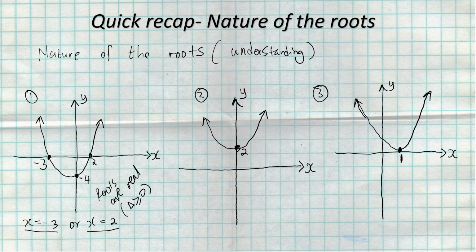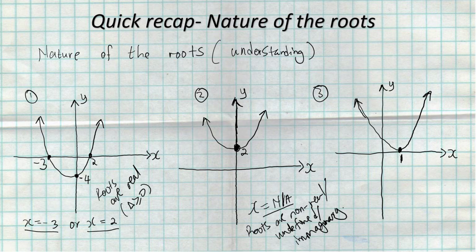Number 2. What can you say about the roots here? You don't have an x-intercept in graph 2, because the graph just cuts the y-axis and there's no x-intercept. X equals what? No solution, or not applicable. So here the roots are non-real. They don't exist, we don't have the x-intercept. In other words, they are undefined, or someone can say they're imaginary. When you calculate delta, you must get it less than 0.